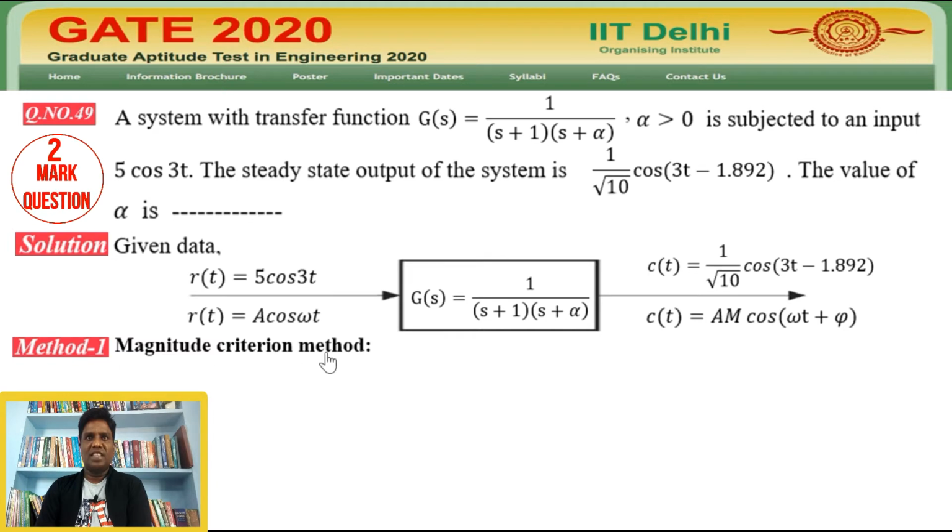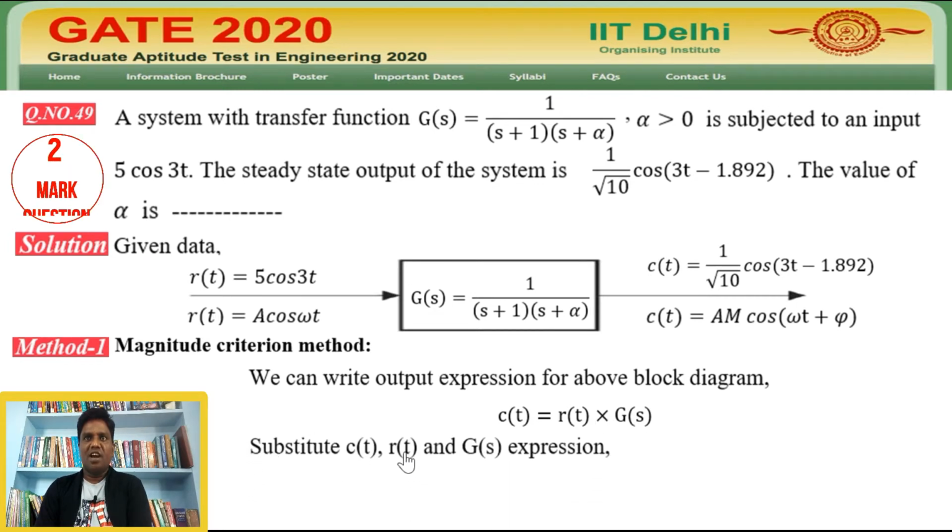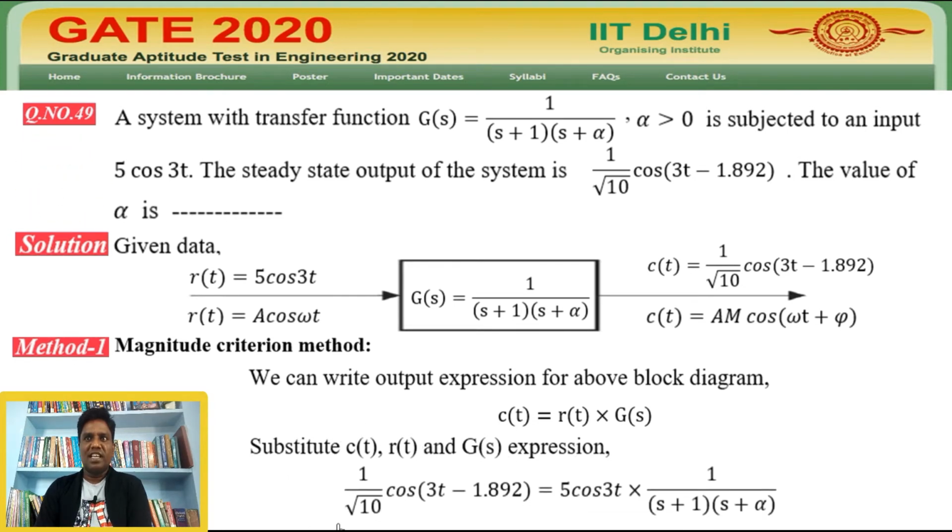Already I said this method is based on the calculation of the magnitude multiplication of the system from the open loop transfer function expression. So now we can write the output expression for the above block diagram: the output c(t) equal to input r(t) into gain G(s). Next, substitute c(t), r(t) and G(s) from the given data. After substitution, the equation will be 1 divided by root 10 into cos(3t minus 1.892) equal to 5 cos 3t into 1 divided by (s plus 1) into (s plus alpha).